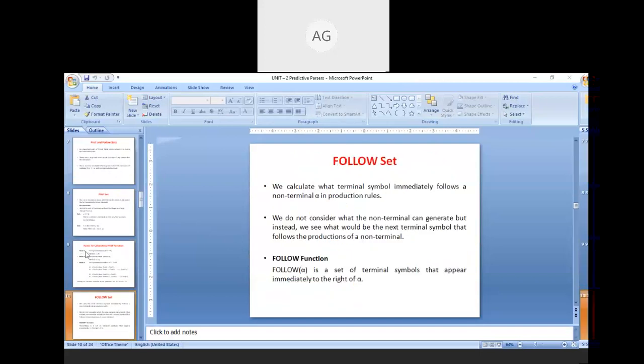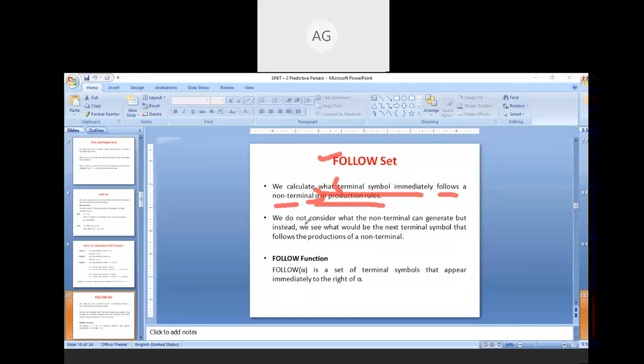Now the next topic is the follow set. We calculate what terminal symbols immediately follow a non-terminal in the production rules. As the name suggests, follow, here we need to find the symbol after the non-terminal. So basically we need to find the terminal. We need to find what terminal symbol immediately follows a non-terminal. This is the definition of the follow set.